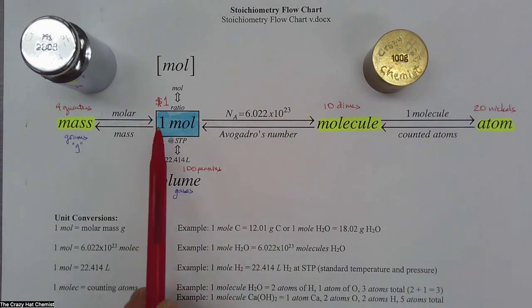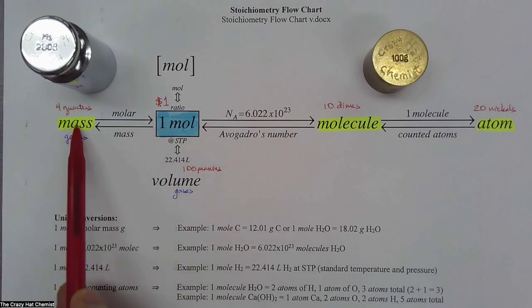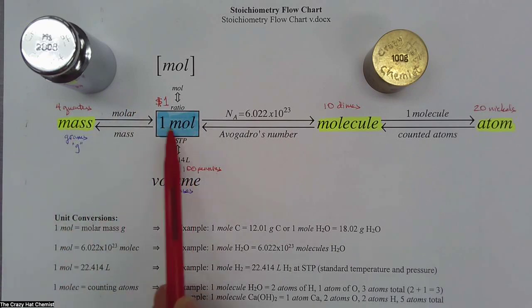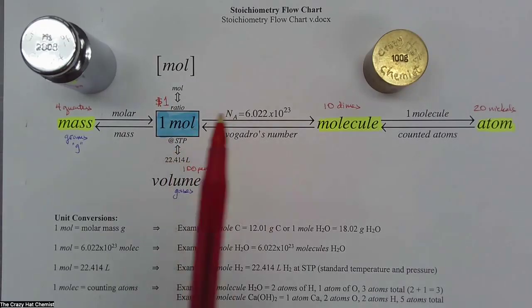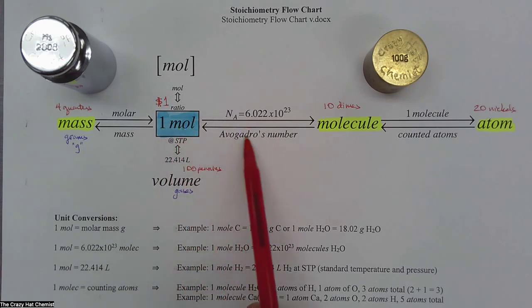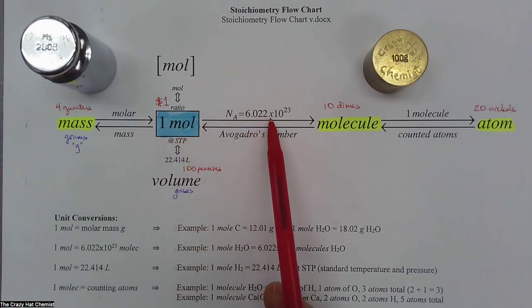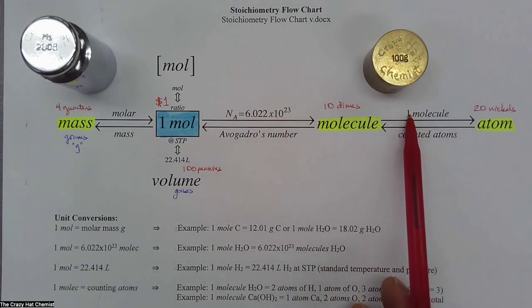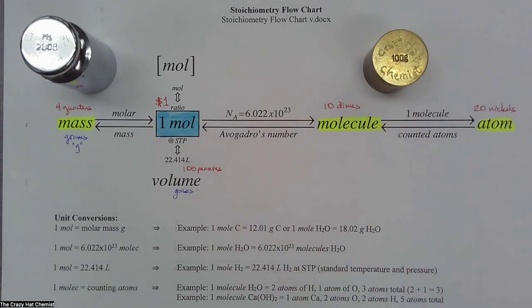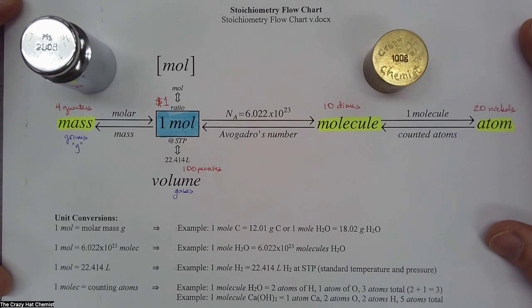So that means that 1 mole is equal to the molar mass in grams. 1 mole is equal to 22.414 liters of any gas at STP conditions. 1 mole is equal to Avogadro's number, that's 6.022 times 10 to the 23rd molecules. And 1 molecule is equal to a counting number of atoms. Okay? All right, hopefully that makes sense. That will give you a real world example.